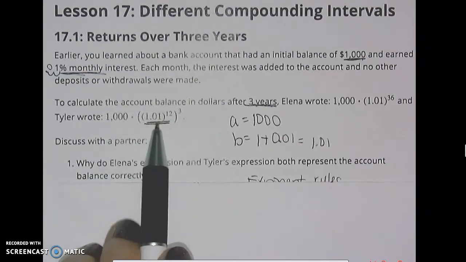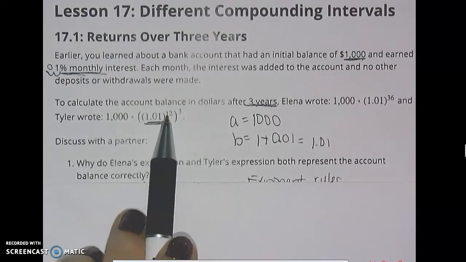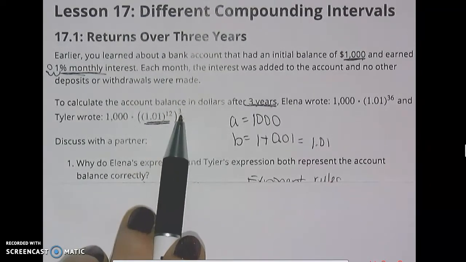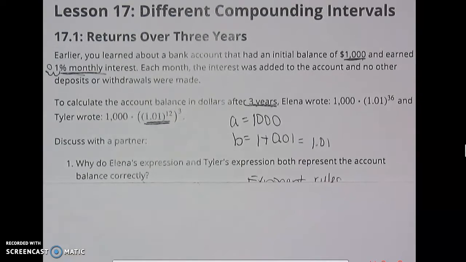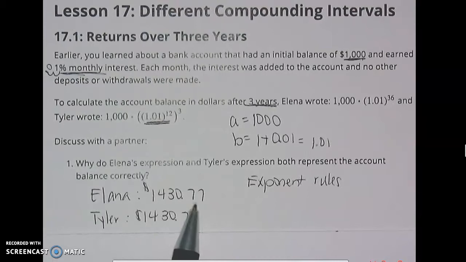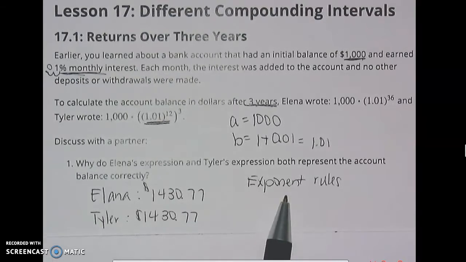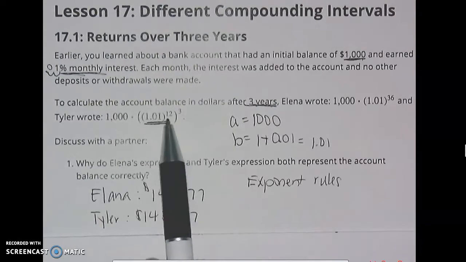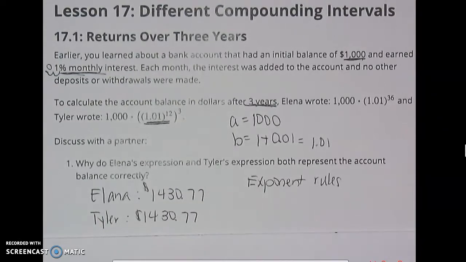Here, Tyler took this rate to the 12th power for 12 months, and then took that to the third power for the 3 years. So do they equal the same thing? Well, yeah, when you plug them in, they're going to both give you $1,430.77. Exponent rules tell us that this is also a valid method, because an exponent to an exponent means we multiply those two things together.